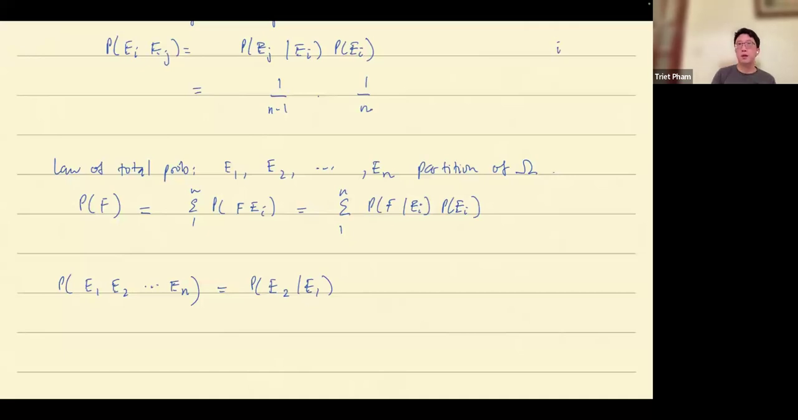Hold on, let me see where we want to, I guess, let's do it this way. You start from the end, you condition on all previous events, and then you have this condition on all previous events, and so on and so forth, until you have this. Okay, like that.